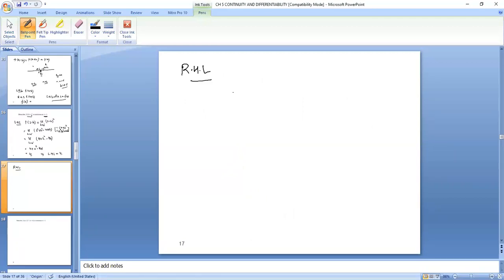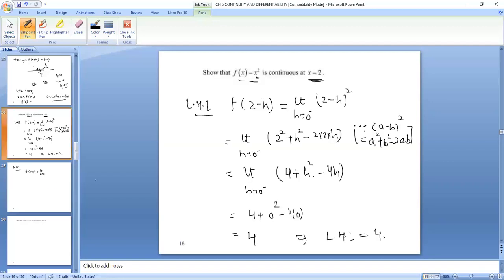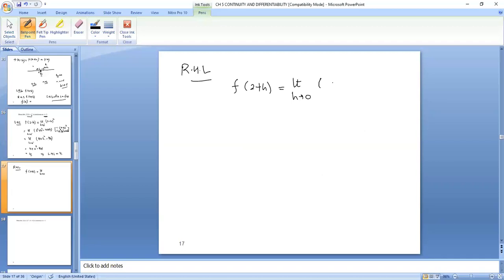Right hand limit will be given by f of 2 plus h, which is equal to limit h tending to 0, (2 plus h) square, which is equal to limit h tending to 0, 2 2s are 4 plus h square plus 2 into 2 into h. We have applied the formula of (a plus b) whole square, which is a square plus b square plus 2ab. Again, in the next step we can solve it further.